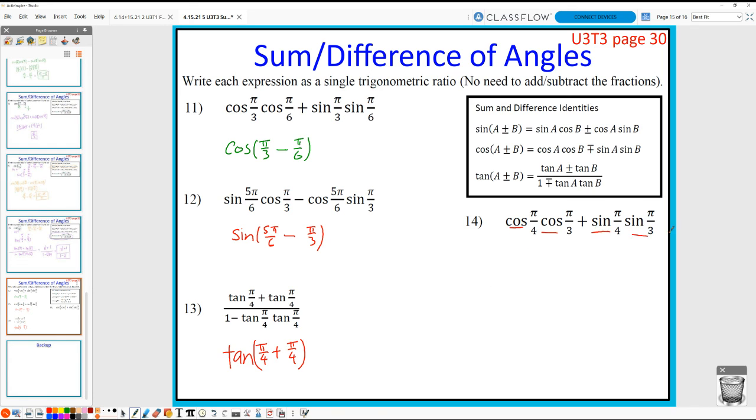Finally, cosine, cosine, sine, sine. That's going to indicate to me this is a cosine. And again, I need to take a look at what the sign in between is. This is addition. For cosine, it does not match, therefore it is subtraction. Okay, and since they told us we don't need to add any of these together, I'm not going to do more than this. Okay, hopefully this is helpful. Feel free to ask questions as you need.